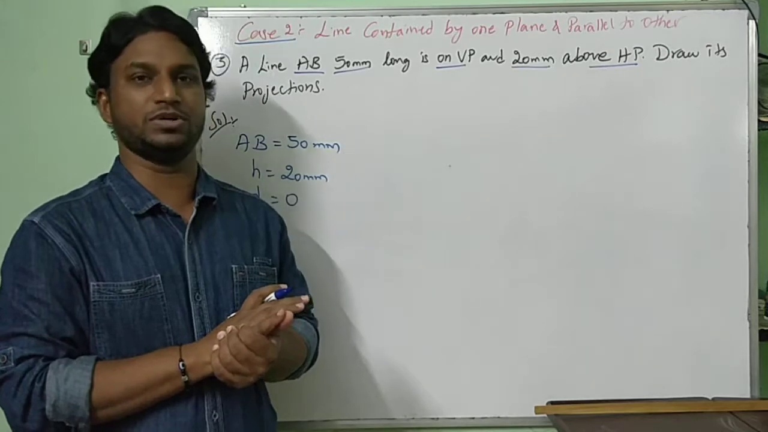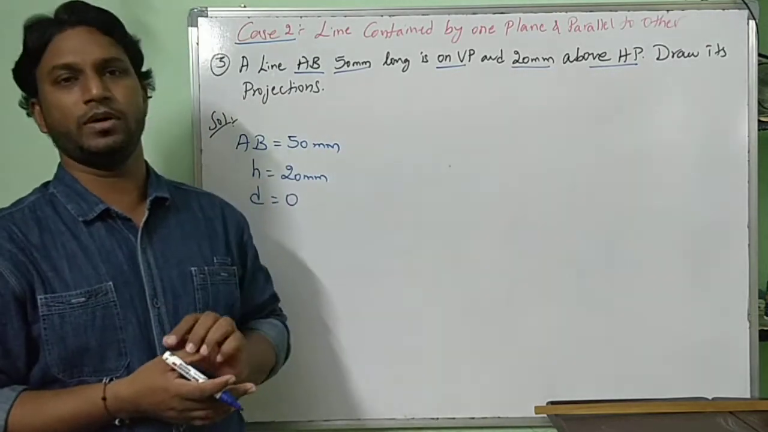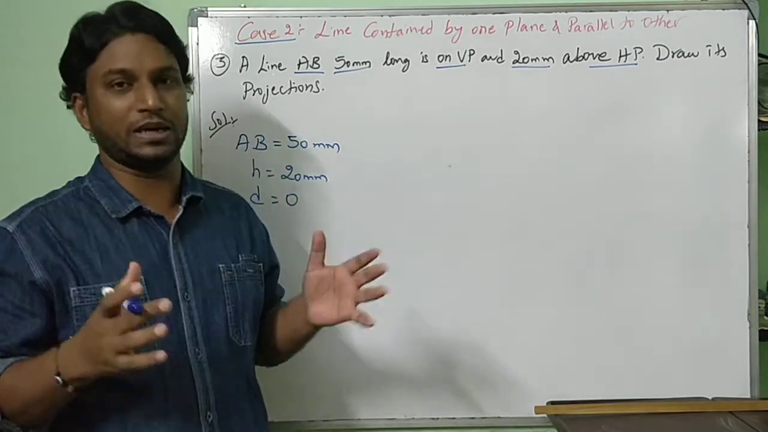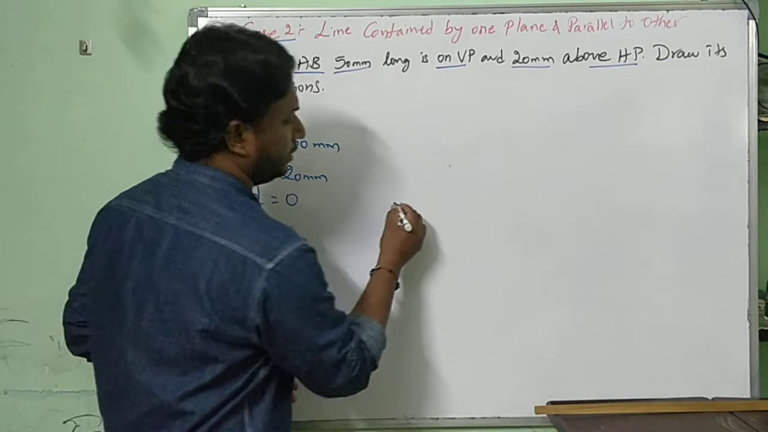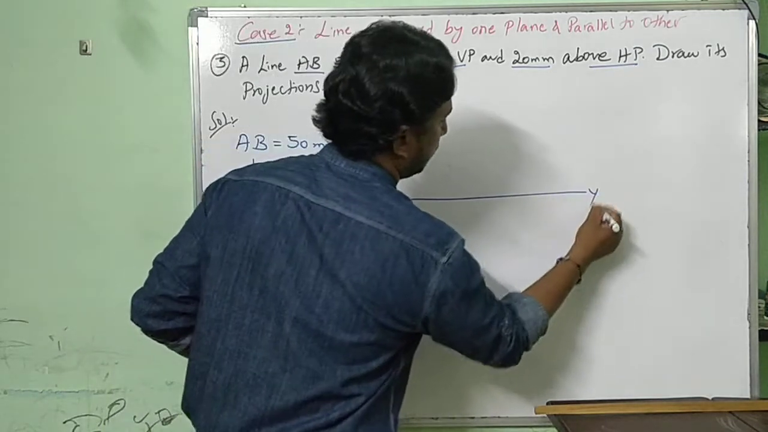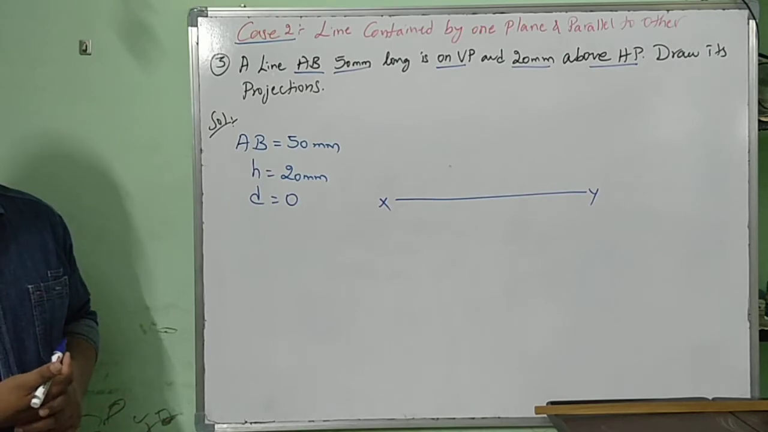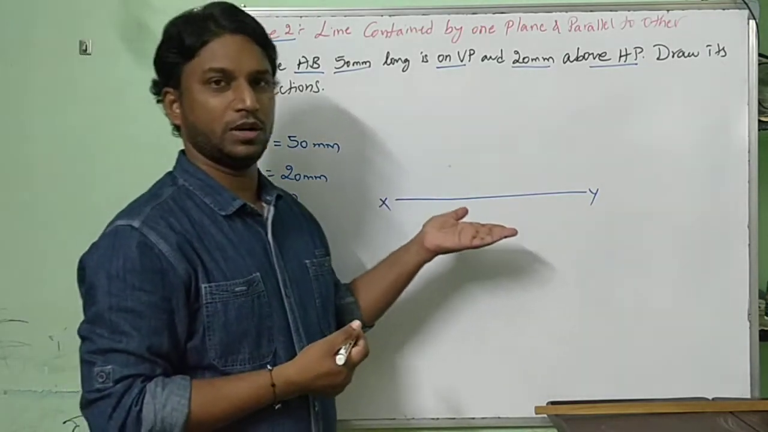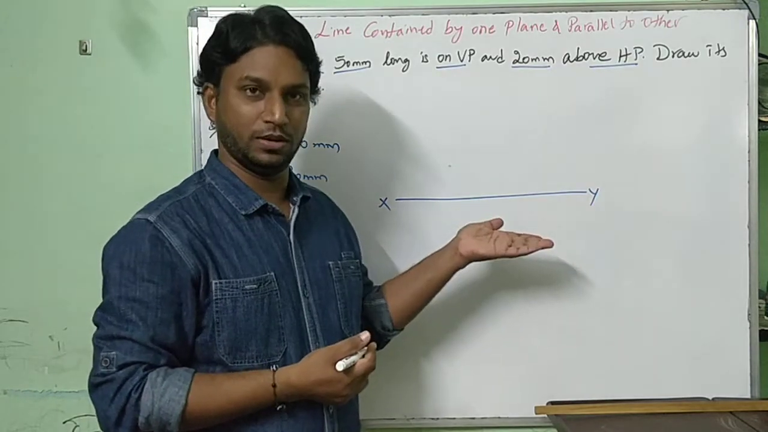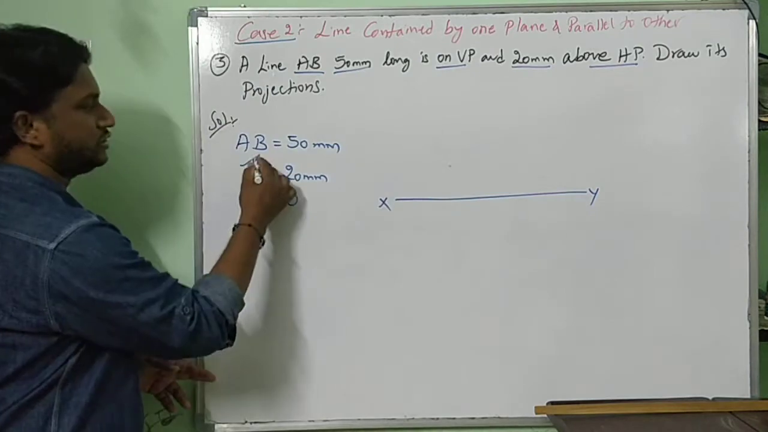In first angle projection, front view comes above the XY line, top view comes below the XY line. You keep remembering this as a mantra. First angle projection, front view comes above XY line, top view comes below XY line. XY line I have drawn, front view above XY line, nothing but above HP. Above HP, what is given? 20 mm height, H 20 mm.